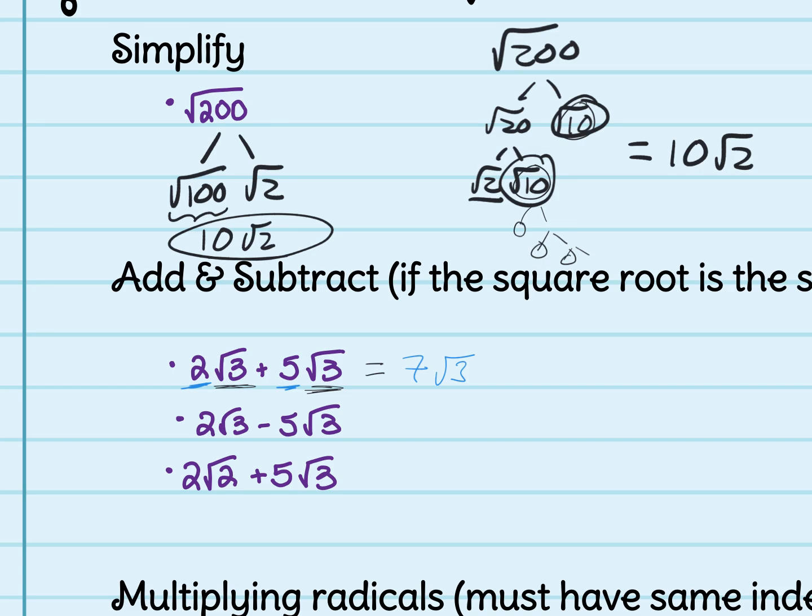Right, nothing to do under the radical, right? You treat the radical like a variable. Again, you can think of it like 2x plus 5x, right? This is just going to give you 7x. You don't do anything to the x's.